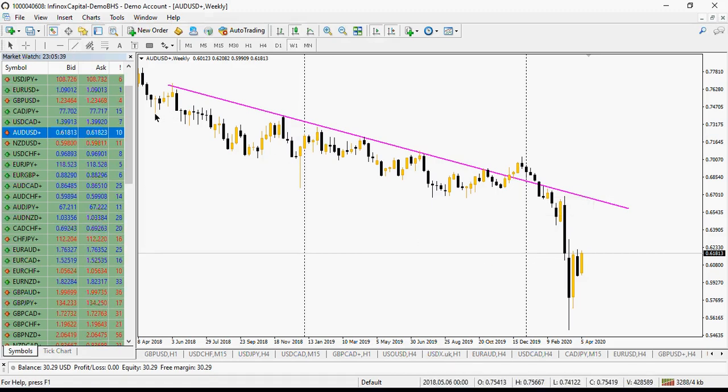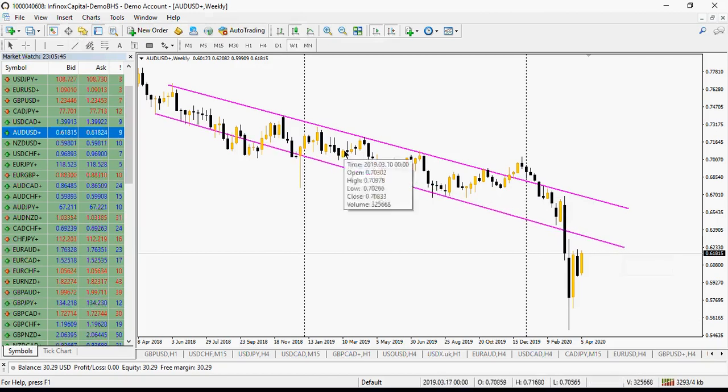very far. If I also draw another line like this, you can see the price was also touching this lower area and then turning back. So price was playing in between this place and this place, but this time around it's not horizontal, it's diagonal. This is what we call a channel in Forex.